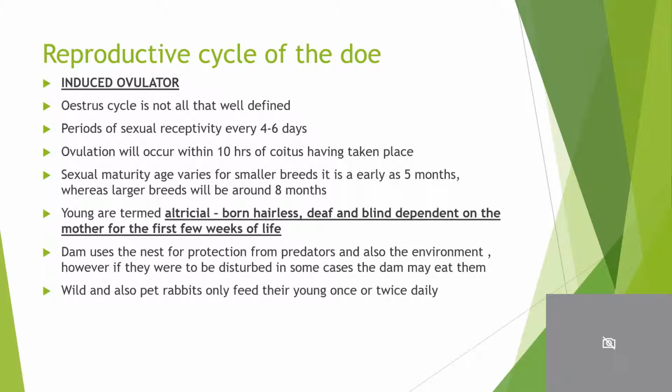So in a smaller breed it is as early as 5 months, whereas larger breeds will be around 8 months. Their young are termed altricial, so they're born hairless, deaf and blind, dependent on the mother for the first few weeks of their life. The dam uses a nest for protection from predators and also the environment. However, if they were to be disturbed, in some cases the dam may actually eat the young. Wild and also pet rabbits only feed their young once or twice daily.